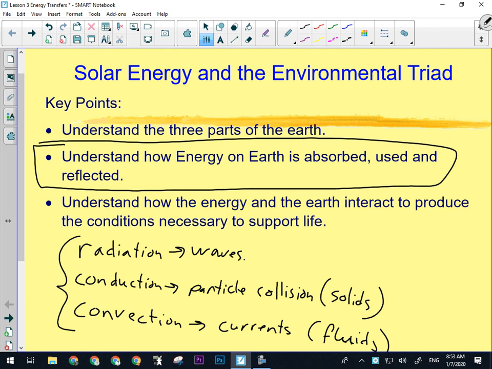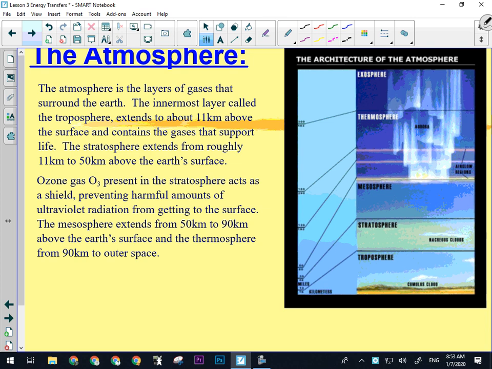All right, is some of this stuff making sense? Okay, so the atmosphere. Atmosphere is really important. It plays an incredibly large role in the transfers of energy on Earth, the absorption of energy on Earth, reflection of energy, all of that kind of stuff. It is the blanket of gases that surrounds our planet.